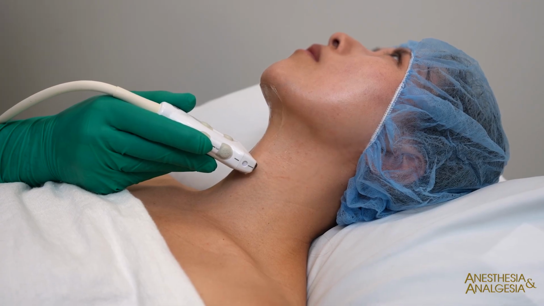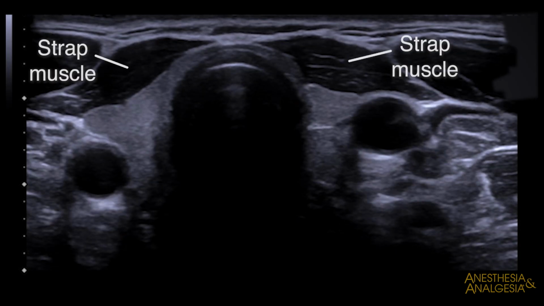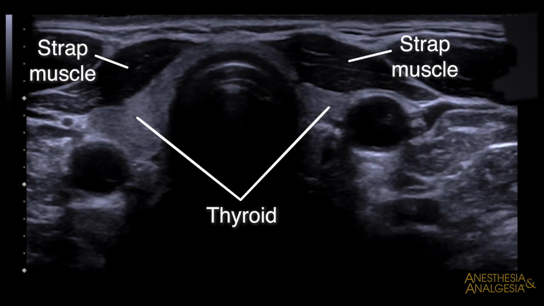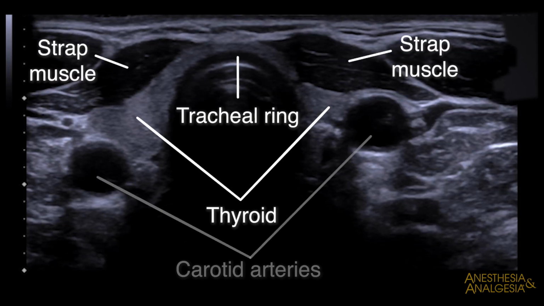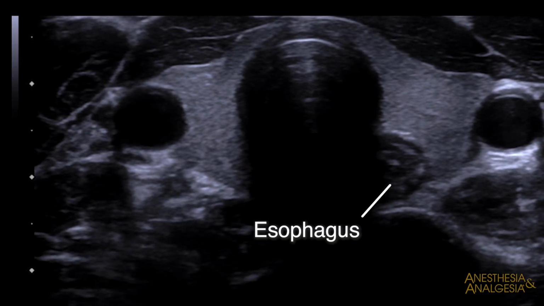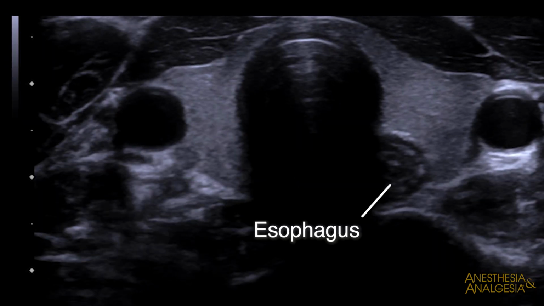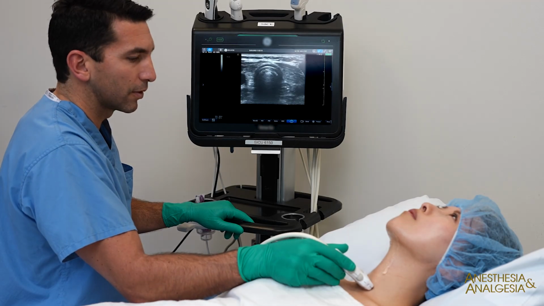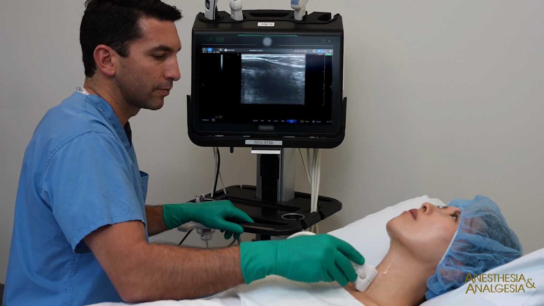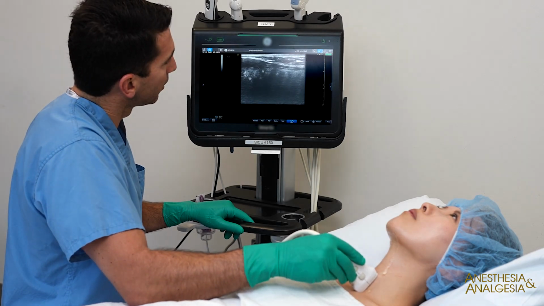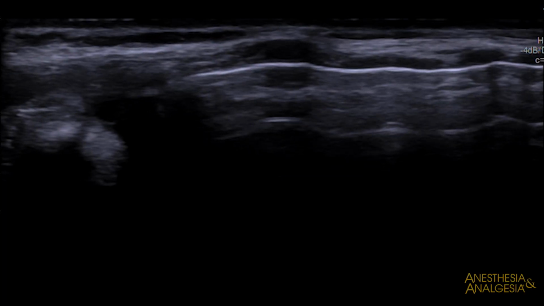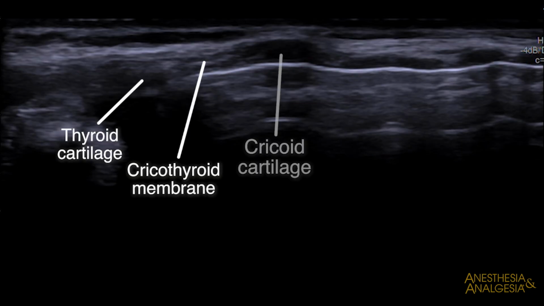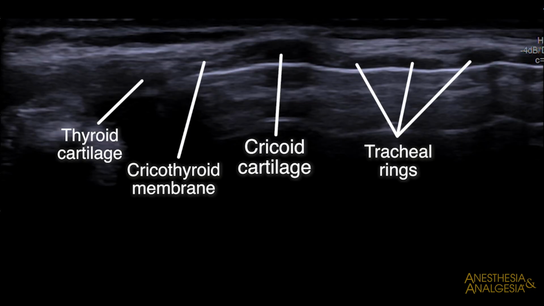Moving caudally to the suprasternal notch, visualize the strap muscles laterally, the thyroid gland, the tracheal rings, and the carotid arteries. The esophagus lies either on the left side or posteriorly to the trachea. It takes a round shape with hypo and hyperechoic features. Once the suprasternal notch is reached, turn the probe to the sagittal plane with the indicator pointing cephalad, and, in one view, visualize the hypoechoic thyroid cartilage, cricothyroid membrane, cricoid cartilage, and tracheal rings.